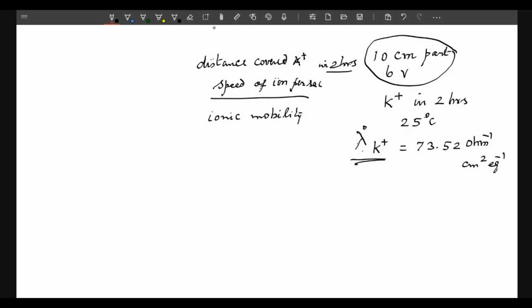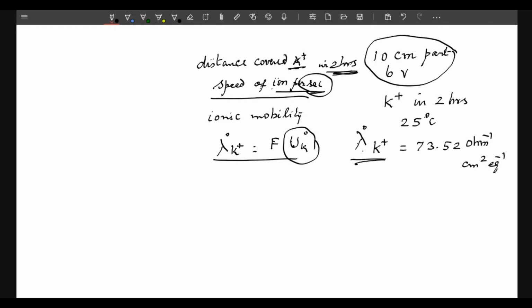Is there any relationship between this and ionic mobility? Yes, lambda naught of K plus is equal to F into U of K plus. Therefore, from this, you calculate this. From this ionic mobility, calculate the speed of the ions per second. From the speed of the ion per second, multiply by 2 into 3,600 seconds, that is 70,200 seconds, to get the distance traveled by the K plus ion. These are the 3 steps in the process.